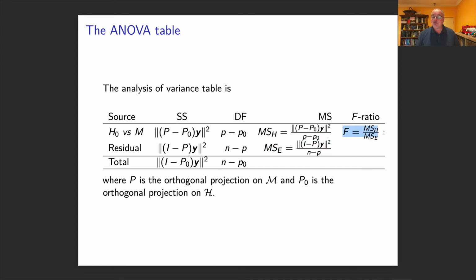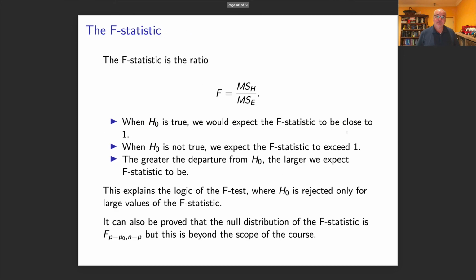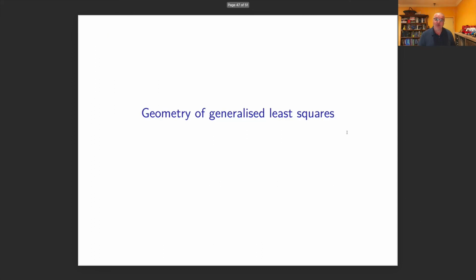So what's this? If the null is true, it's sigma squared over sigma squared, which is approximately 1. If the null is not true, it's sigma squared plus a positive number over sigma squared. So basically F is either going to be 1 if the null is true, or get larger and larger as you deviate away. So that's it. That is your F statistic in this complicated space of a Russian doll of subspaces, etc.